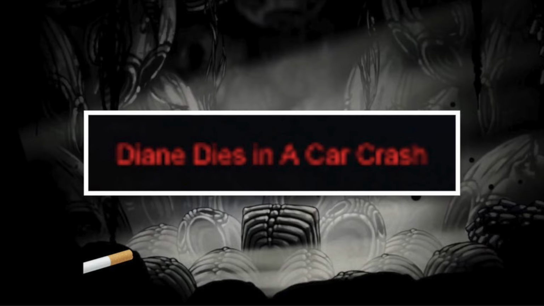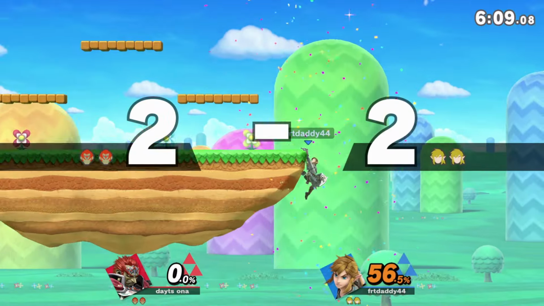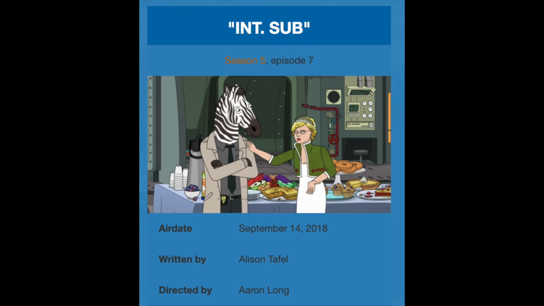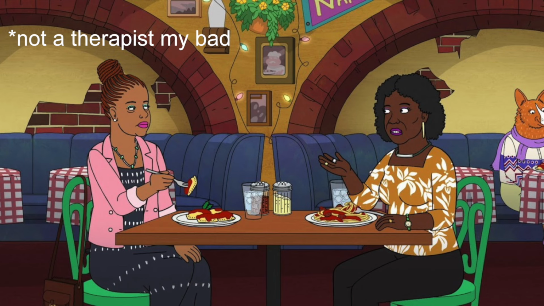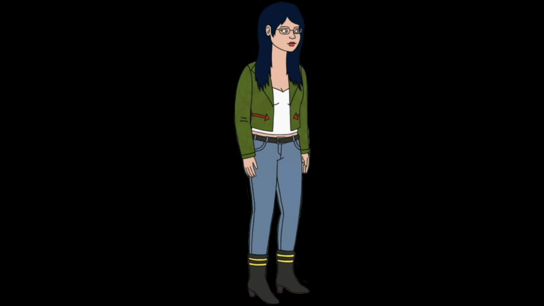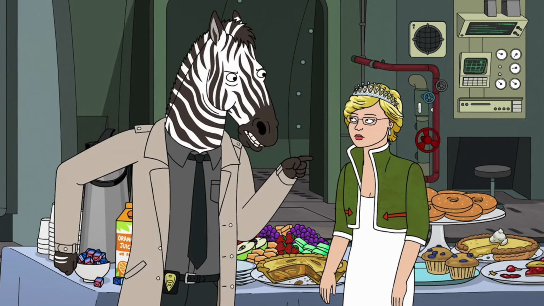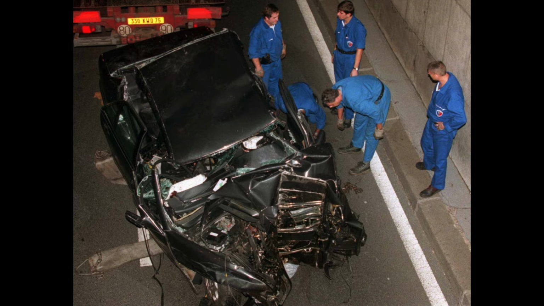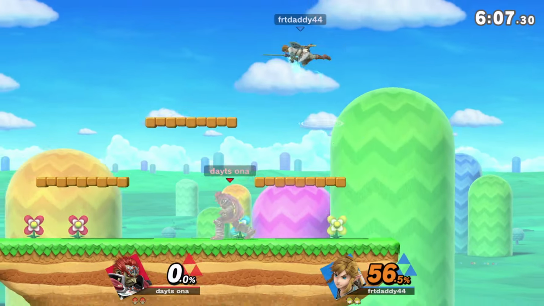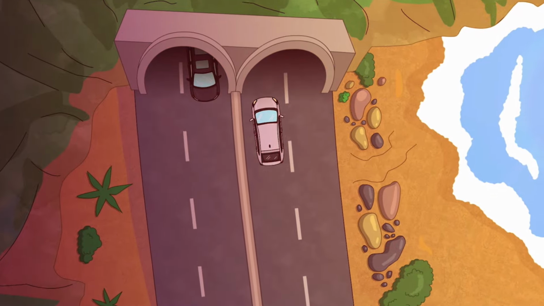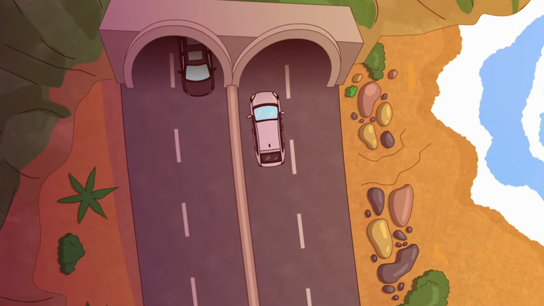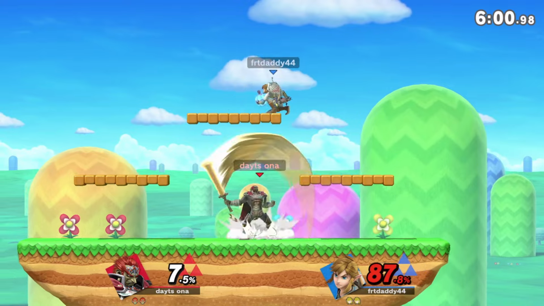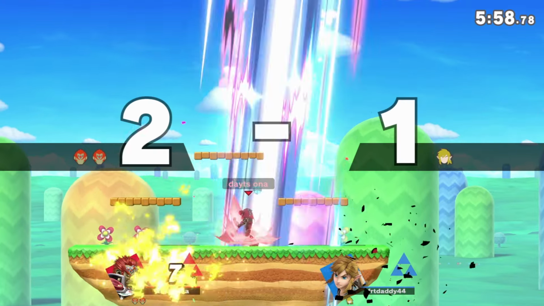Diane dies in a car crash. In the episode INT.sub, we find two therapists talking about their patients and Diane is interpreted as Princess Diana. This theory suggests that because Princess Diana died in a car crash, so too will our Diane. This is because the last shot of Princess Diana in BoJack is in the car under a bridge and we never see her after that. This may be a foreshadow or a symbol of that character dying.